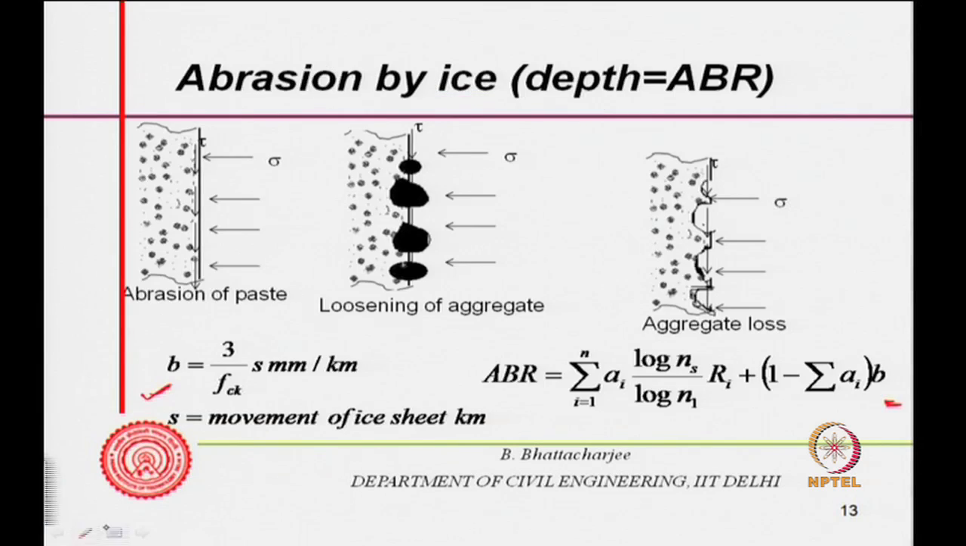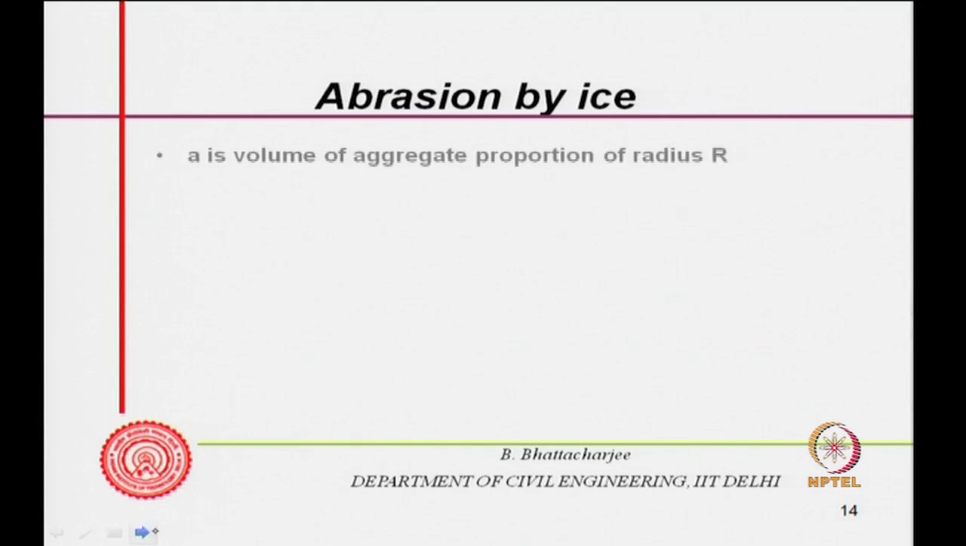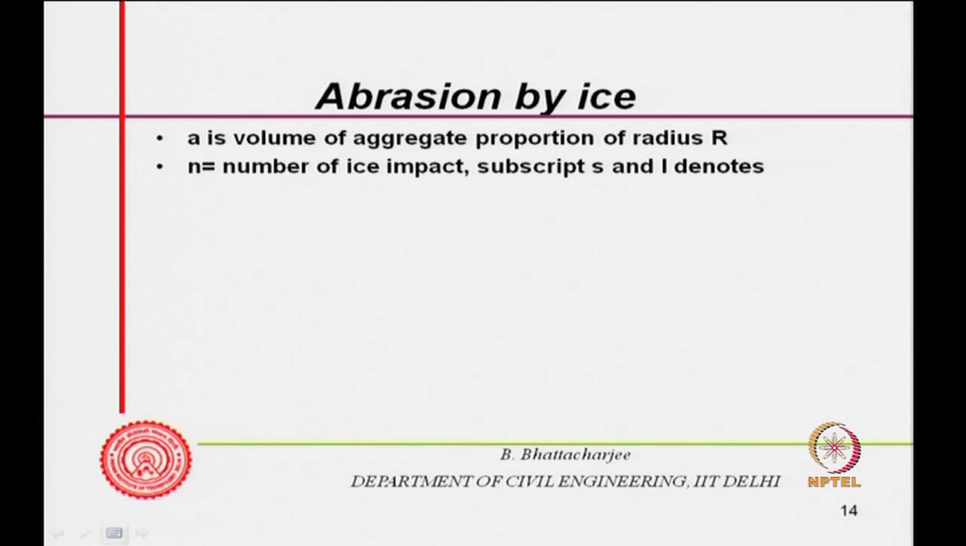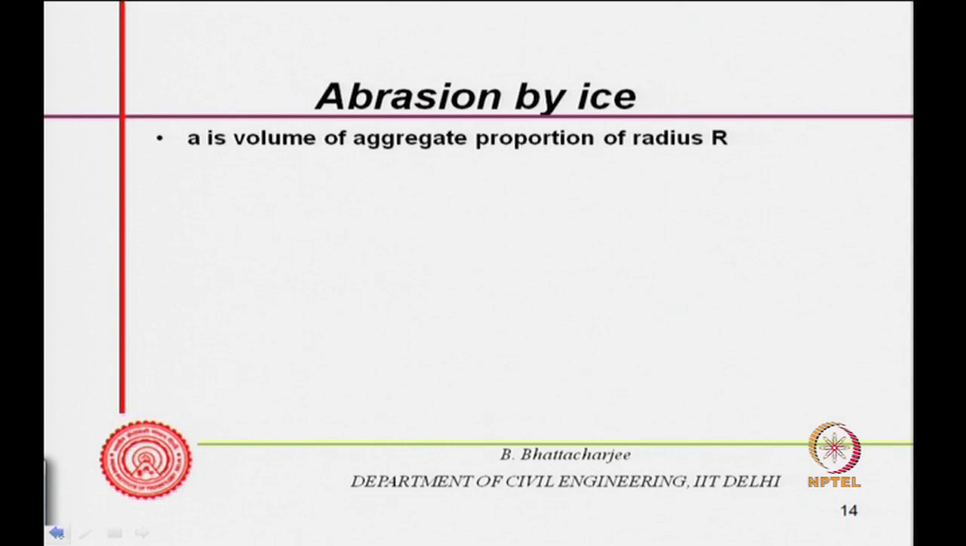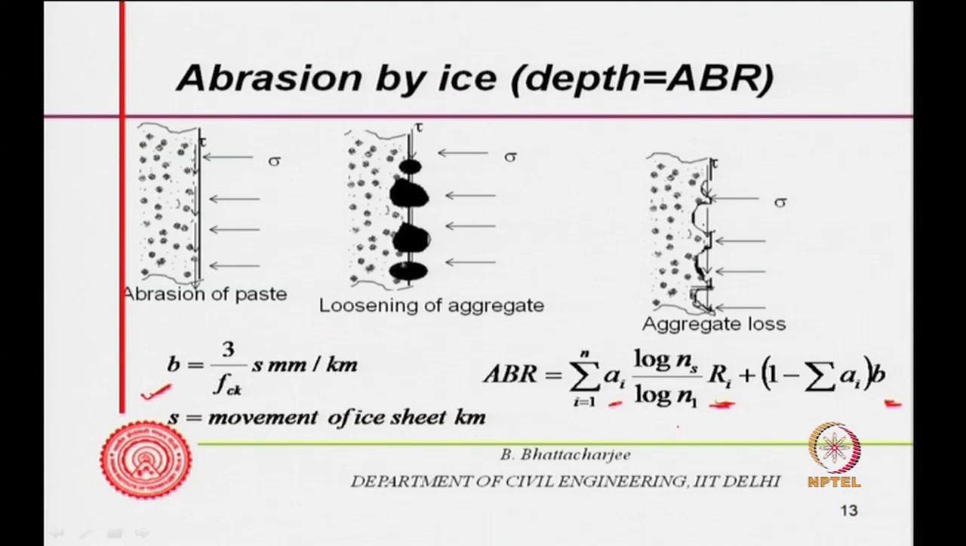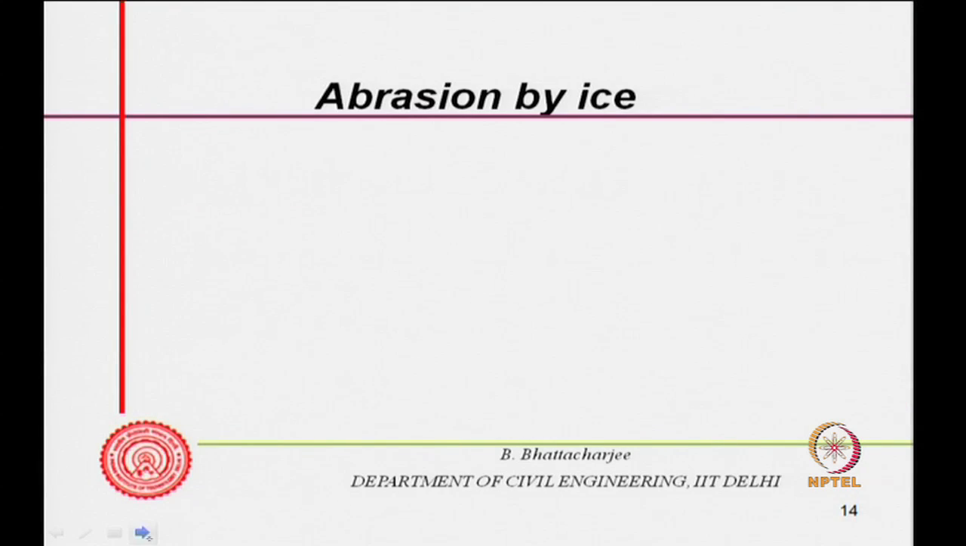Now, you see in this one R_i, there is a sum, i going from 1 to N. So, A is the volume proportion of aggregate of size R; it depends upon the size, and the sum total for all sizes should be taken into account. B is related to strength, N is the number of ice impacts, and subscripts S and L denote impact during sheet movement and during loosening of aggregate. So, S is sheet movement in kilometer, N_S stands for the number of hits during the initial phase, and L stands for later, after loosening of the aggregate.